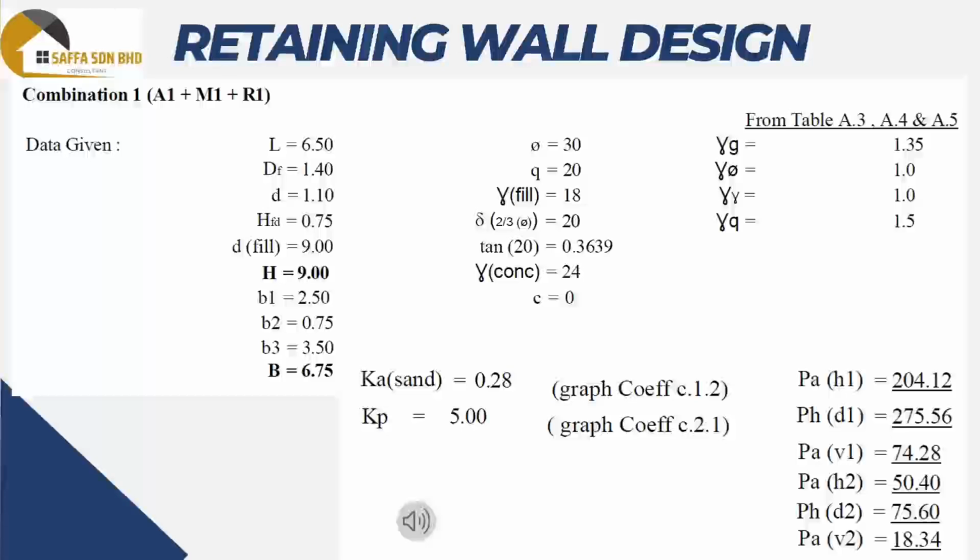And then we already got the calculation for the KA, which we got from the graph coefficient C.1.2 in the Geotechnic book 2. And the KP is also from the graph coefficient C.2.1, which is in the same book. And then we already calculated PAH1, PHD1, PAB1, PAH2, PHD2, PAB2 using the formula in the Geotechnic 2 book, and the answers can be found in the table below.